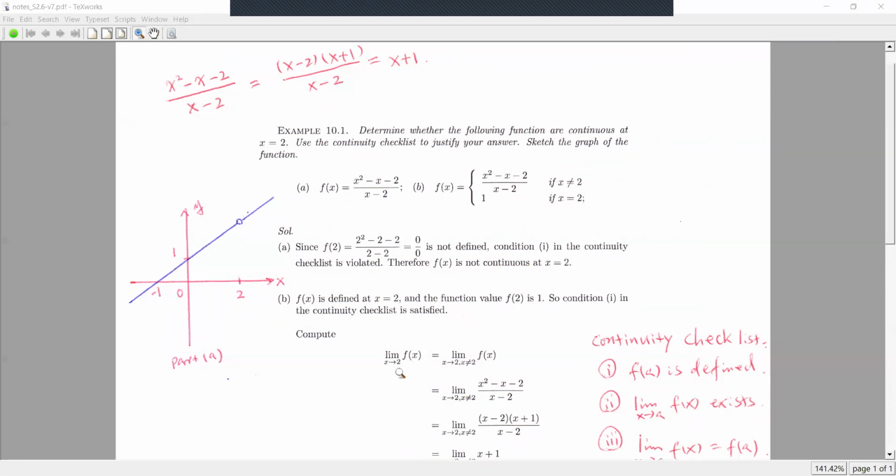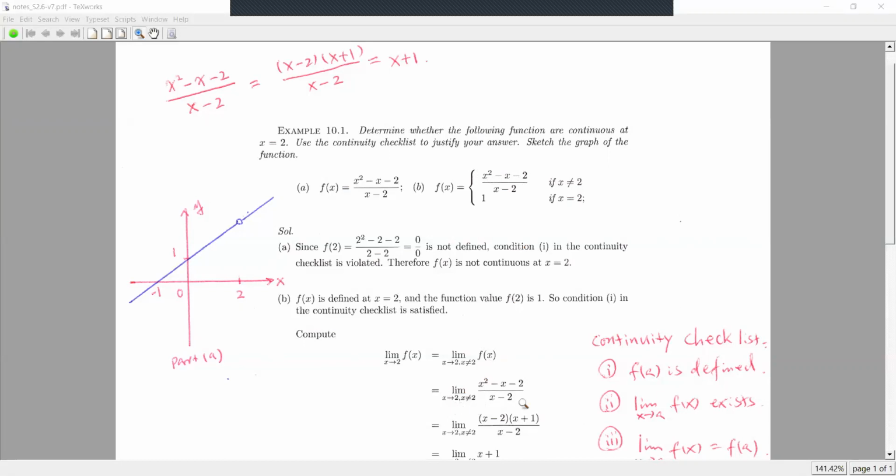Recall the convention about a limit. x approaches 2 in this process. We don't allow x to take the point 2 directly. So we have this equation. When x is not equal to 2, by the definition of the function, f is this rational function. Plug in this rational function for f here, then we have this equation.